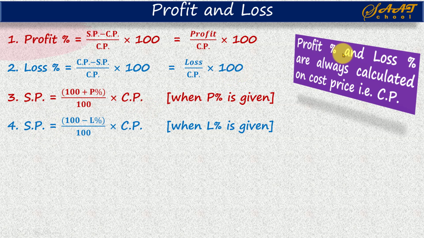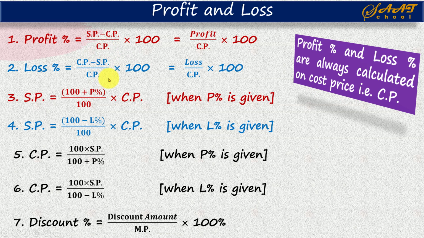Profit percent and loss percent are always calculated on cost price. When you calculate profit percent as well as loss percent, then we use this cost price. So that is the meaning. When you find profit percent or loss percent, they are always calculated on cost price, meaning you have to divide by cost price in both cases.